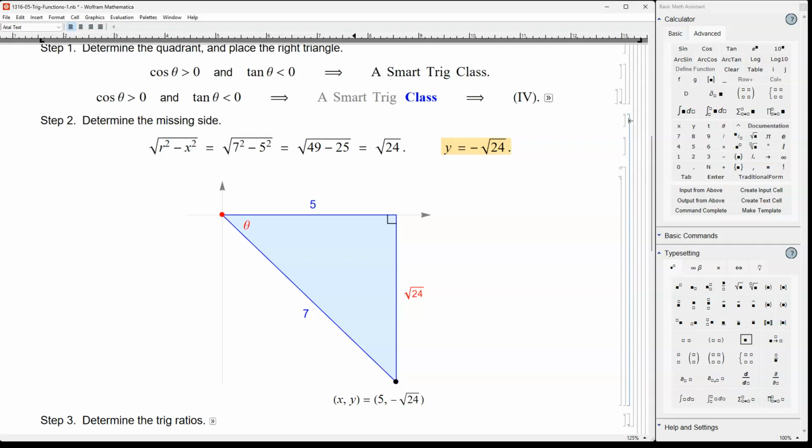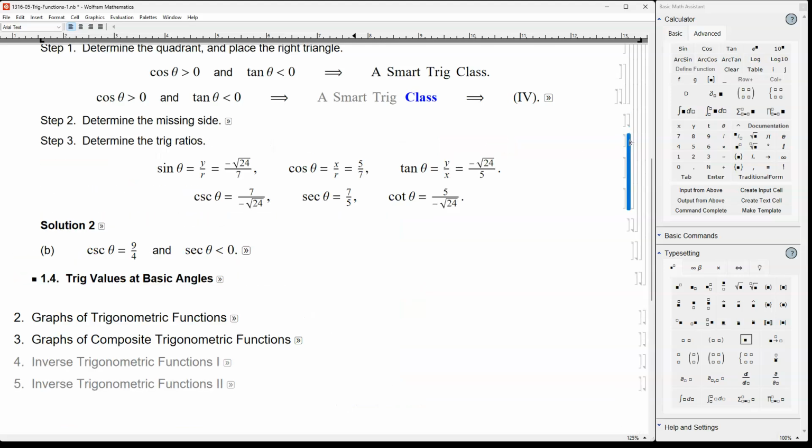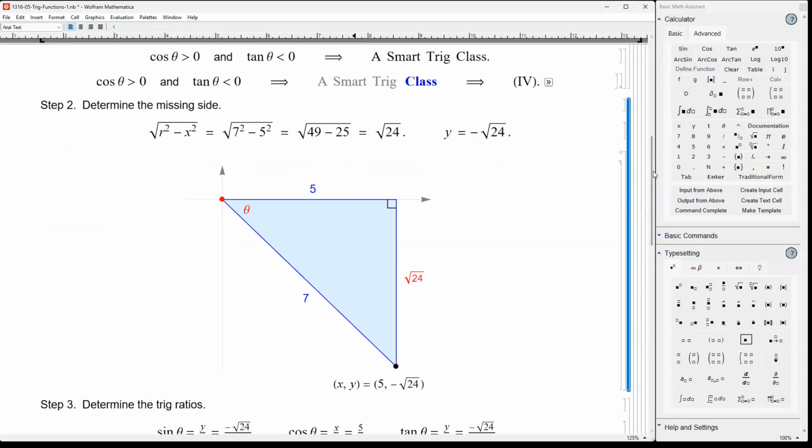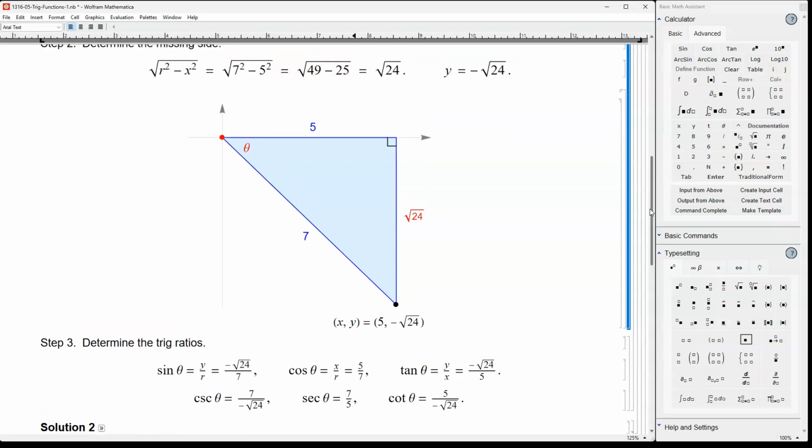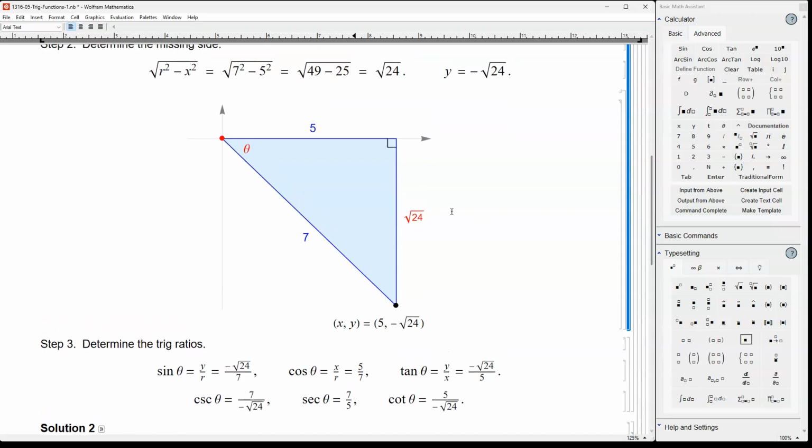Either way it's okay. And then, fourth quadrant, and in a smart trig class, cosine and secant are positive, and everything else is negative. We have the complete triangle, so we can answer everything here. Let's see, can I show them in the same viewing window? Yeah, okay, I have it here. Sine is opposite over hypotenuse, but this thing is negative. Cosine is 5/7, tangent is opposite over adjacent, or vertical over horizontal, negative square root of 24 over 5, and so on and so forth.